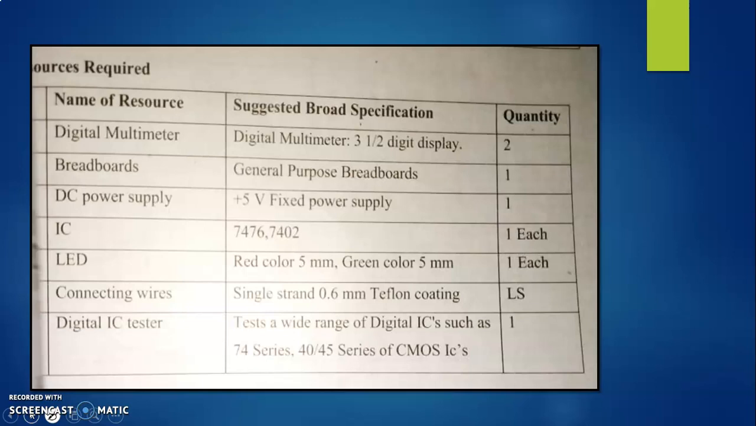LED in red color or green color, 5 mm, one each. Connecting wires, single strand, 0.6 mm, telephone coating. Digital IC tester, to test a wide range of digital ICs like the 7474 series or 40/45 series of CMOS ICs, you require one. So these are the resources required. But if the resources are required, you are given what type of resources are required for the practical, and if you want to do it, you can use these.